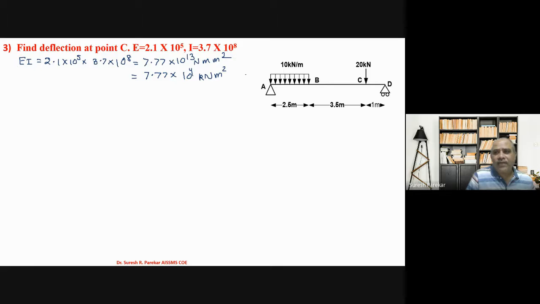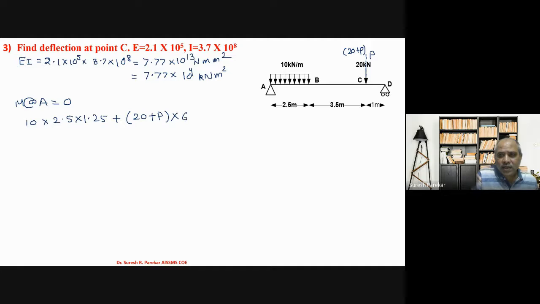Now here find deflection at point C. So we have to apply a dummy load over here. So we have this as P. So total load will be 20 plus P. Now first we have to find reactions. So I will take moment about A equal to 0, and from this we get 10 into 2.5 into 1.25 plus 20 plus P into 6 minus RD into 7, which is equal to 0.